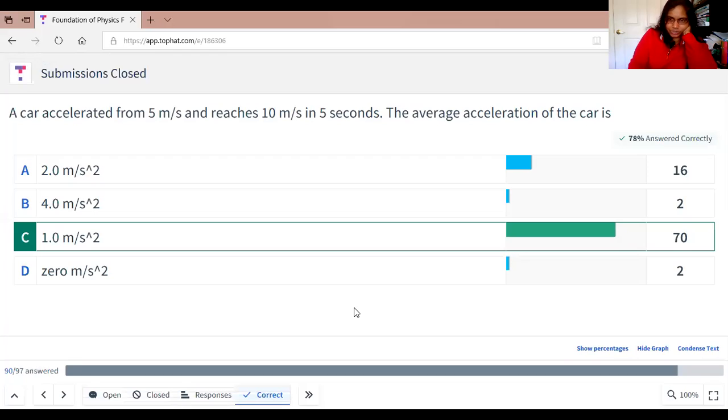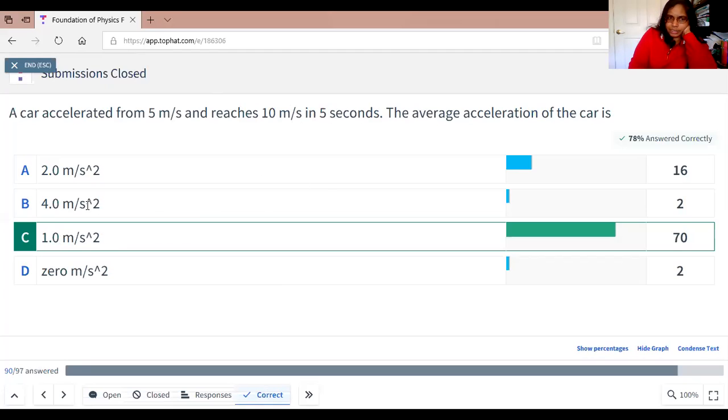So acceleration is V final minus V initial, right? So here V final is 10 meters per second. V initial is 5 meters per second. It started from 5 meters per second, and then it reaches 10 meters per second within 5 seconds. So it should be 10 minus 5, which is 5, divided by 5. So it is 1 meter per second squared.